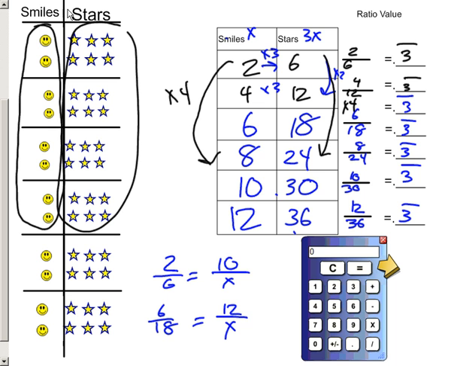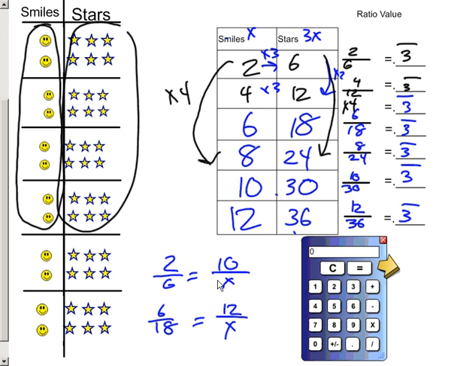All right, if we have 10 smiles, that's 5 groups of 2, so we get 10. That means we have 5 groups of 6, which is 30. If we have 12 smiles, that is 6 groups of 2, so we have 6 groups of 6, which is 36. So check to see if you created the right ratios over here. And again, if you divide the top by the bottom, for every single one of these ratios, you will get 0.3 repeating. All of these ratios would simplify to 1/3.